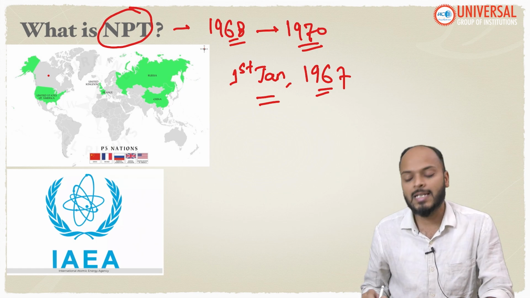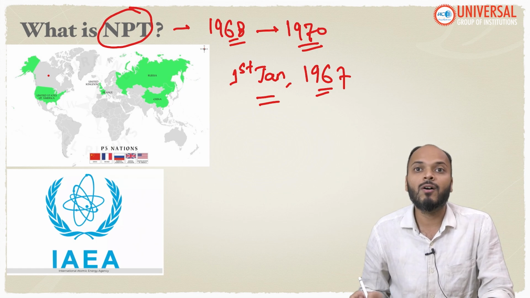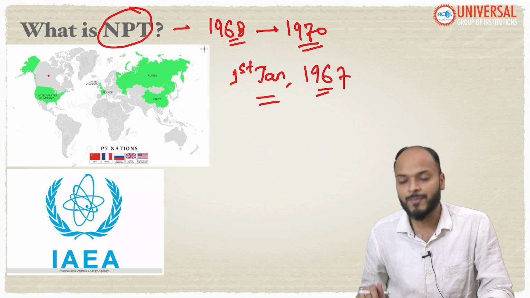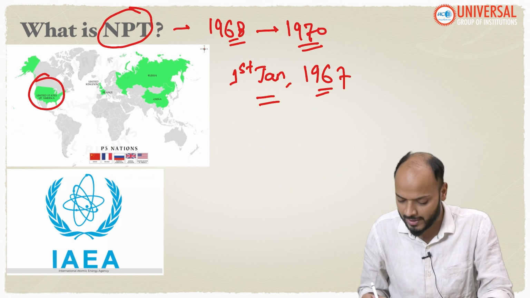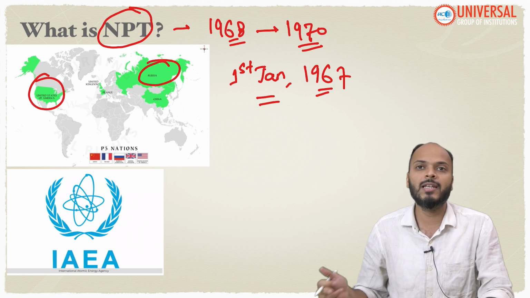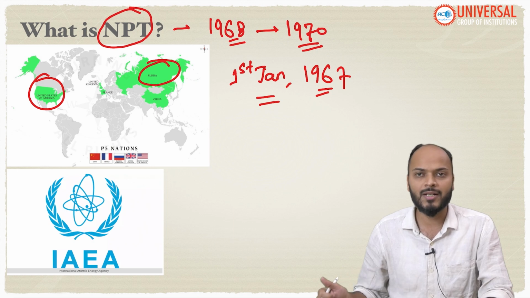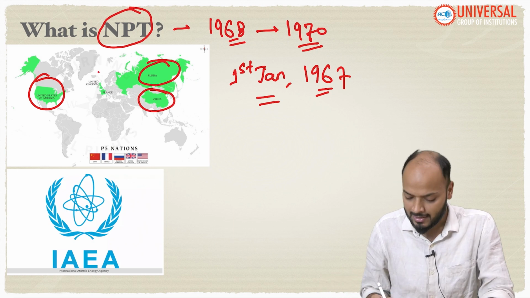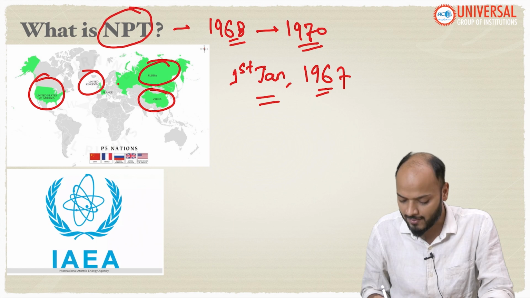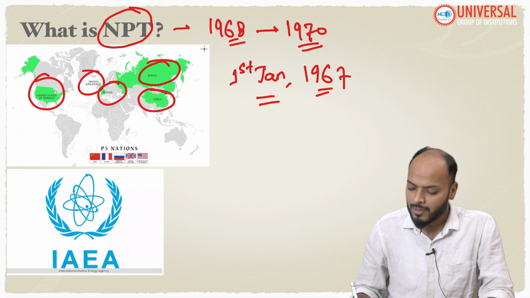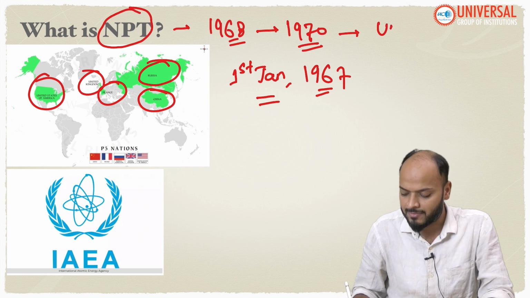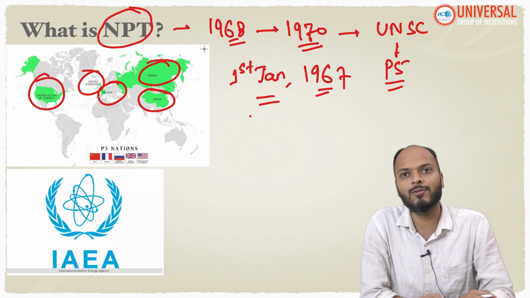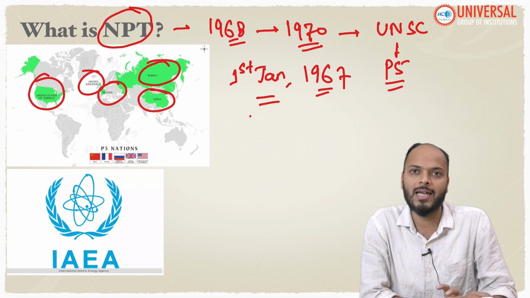Which 5 countries? There were 5 countries at that time which had already conducted nuclear tests before 1st of January 1967. One was the USA, obviously; another was the USSR, whose successor state later became Russia; then China, then the UK, United Kingdom, and France, right? Coincidentally, these are the permanent 5 countries of the UNSC as well. So the UNSC's P5 countries only had conducted nuclear tests before 1st of January 1967.